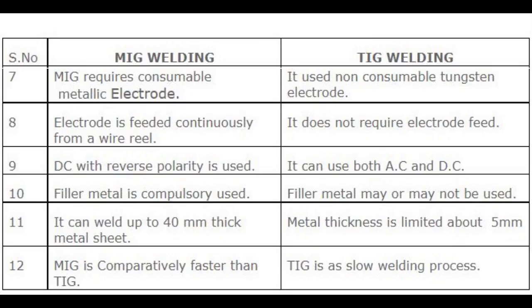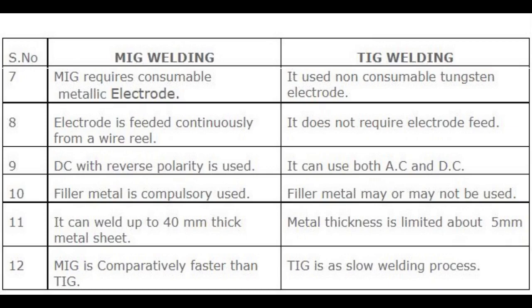Number 7. MIG welding requires a consumable metallic electrode. In TIG welding, a non-consumable tungsten electrode is used. Number 8. In MIG welding, the electrode is fed continuously from a wire reel. TIG welding does not require electrode feed. Number 9. Direct current with reverse polarity is used in MIG welding. But TIG welding can use both alternating current and direct current.